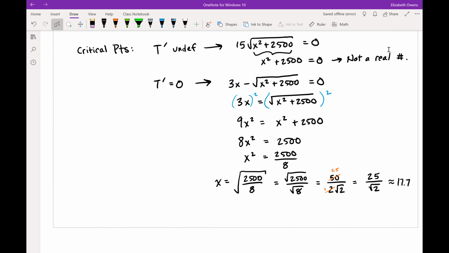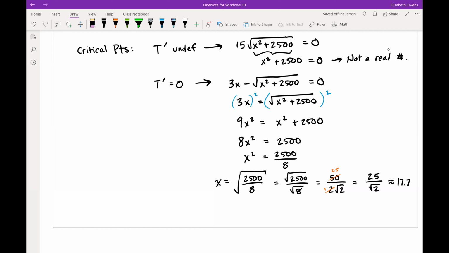So anyway, my internet cut out for a second there again, but there might be a little jump in the video, but hopefully you're able to piece this together. We were just finding the critical point value where t prime equals 0, and that turned out to be x equals 25 over the square root of 2, which is approximately 17 points.